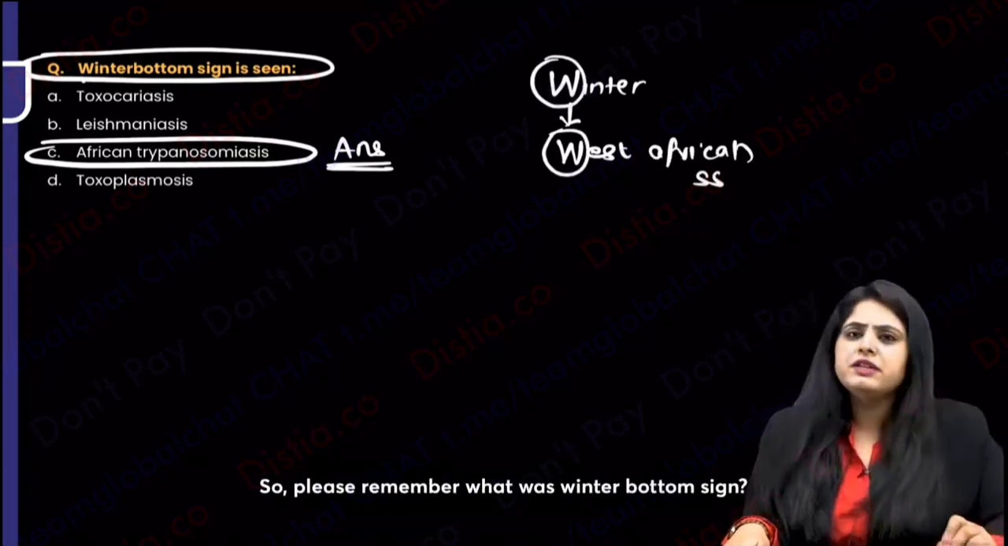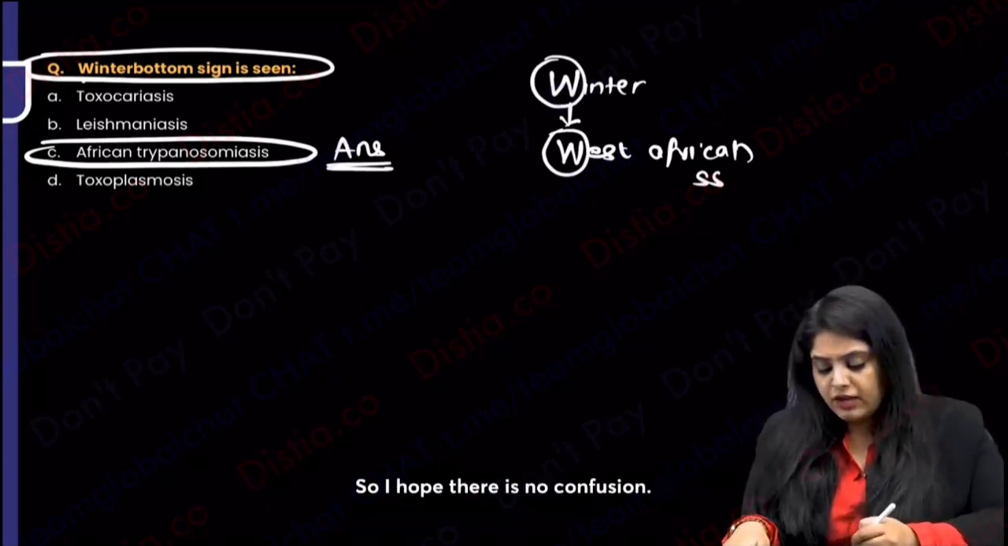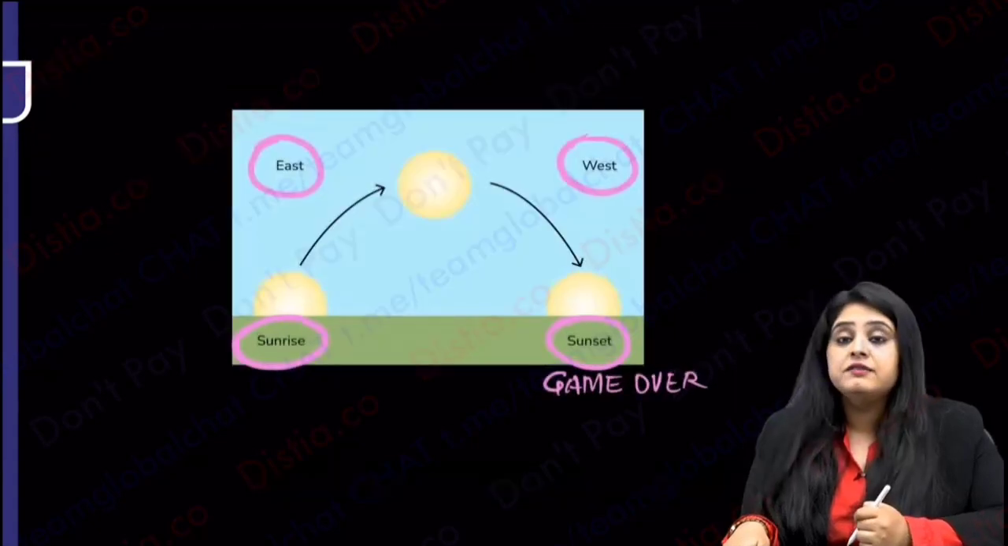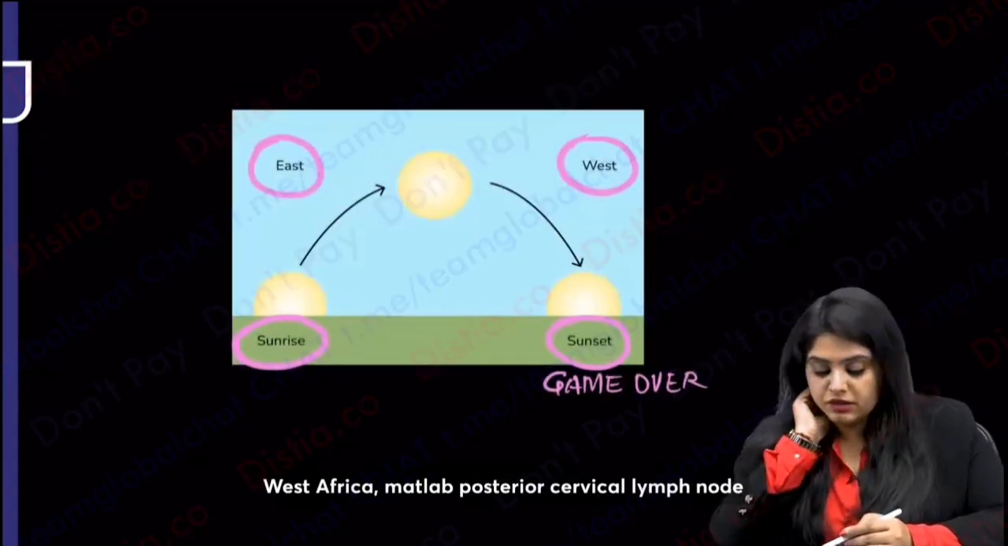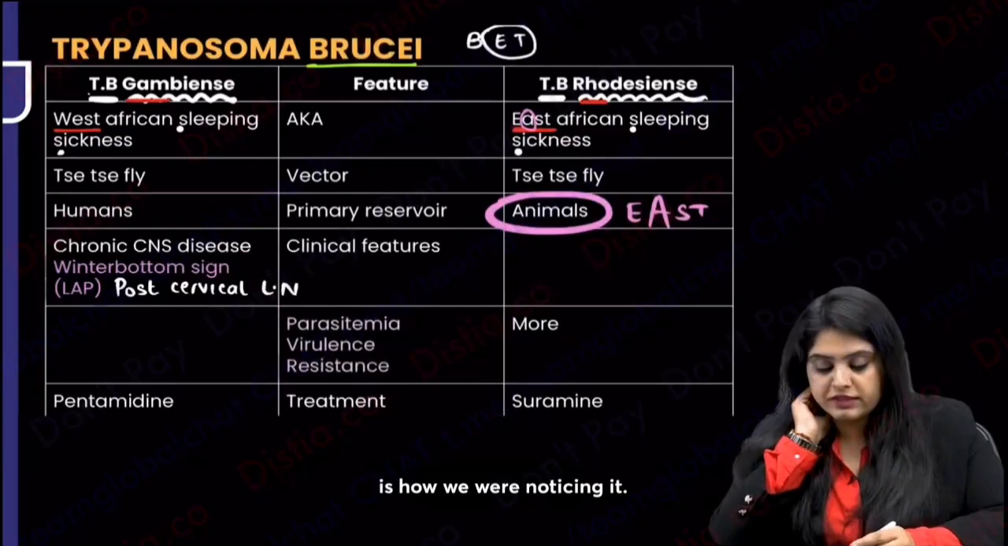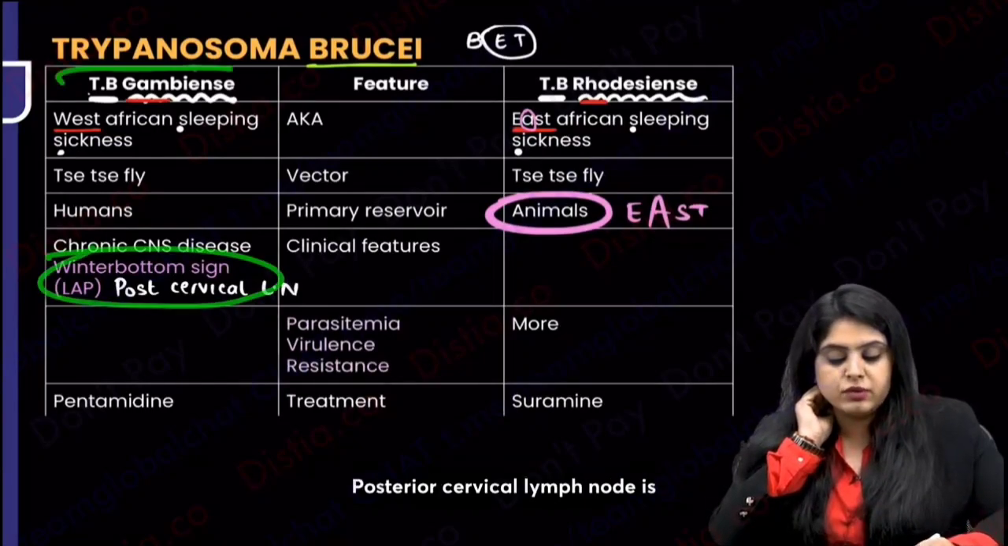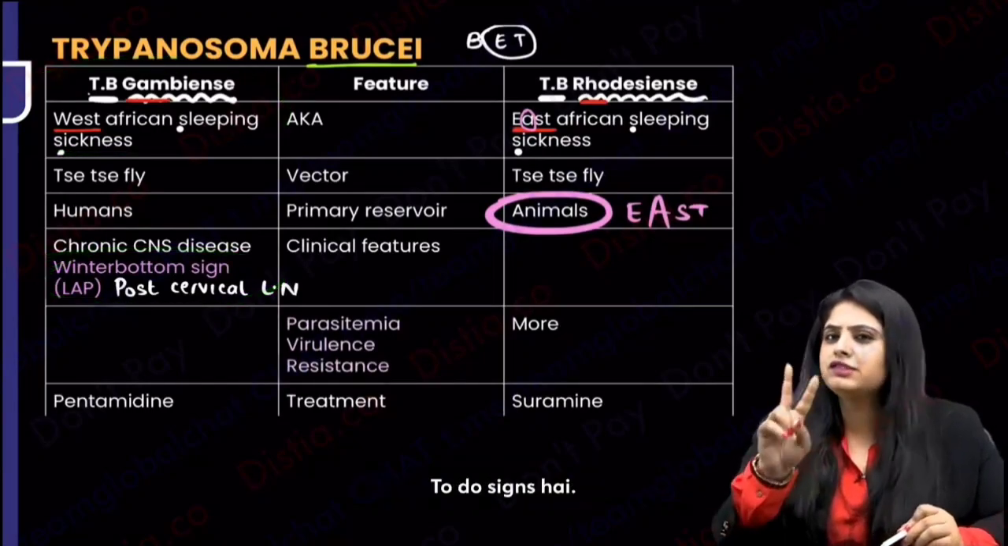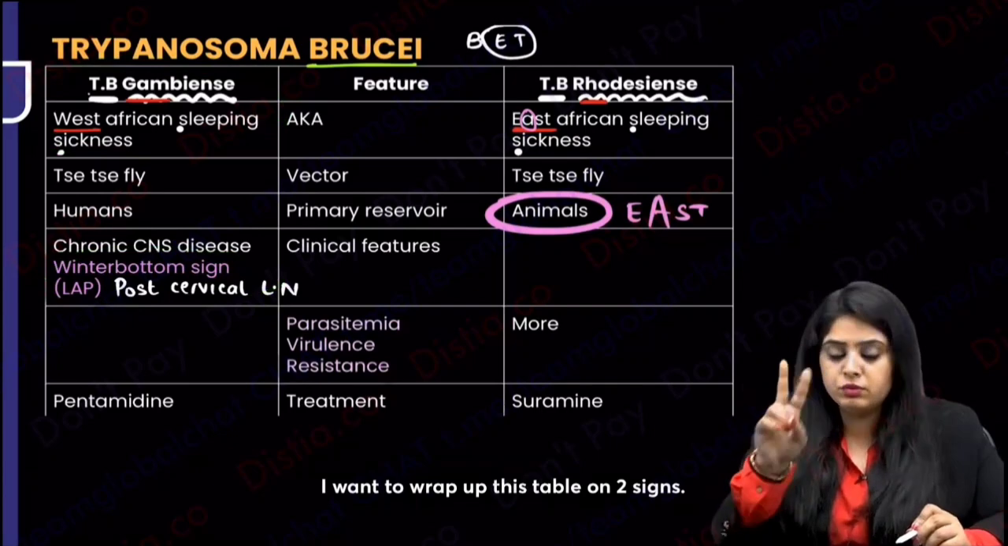So please remember, what was Winterbottom sign? Can you recall that? So I hope there is no confusion. That is what I want to sort out in this last thing. Winterbottom sign was seen in West African, meaning posterior cervical lymph node is how we were noticing it. Posterior cervical lymph node in West African sleeping sickness. So those are the signs.